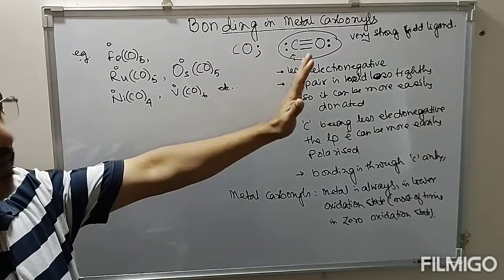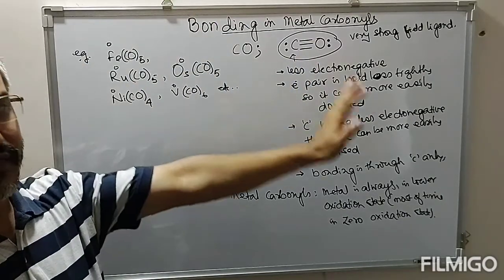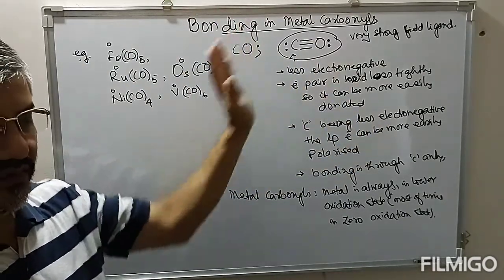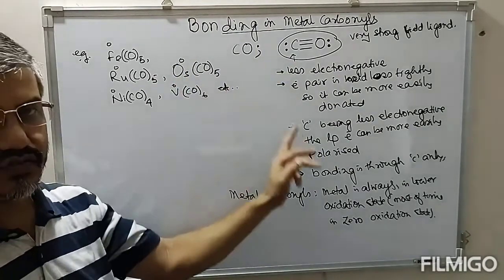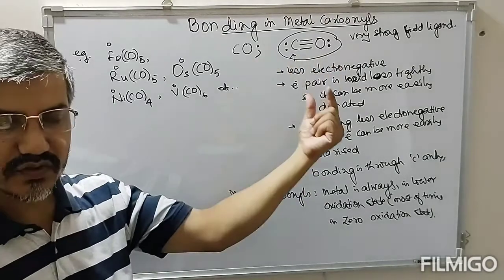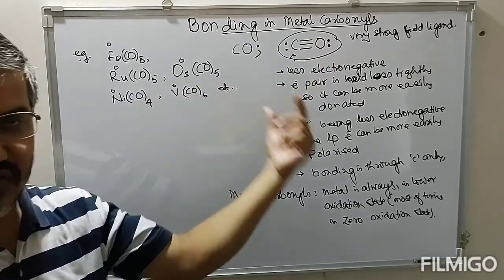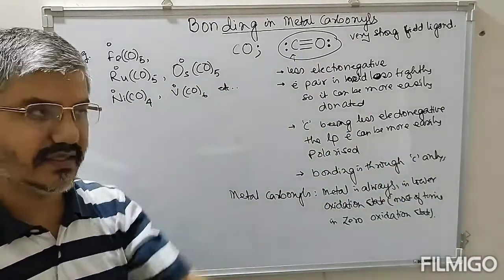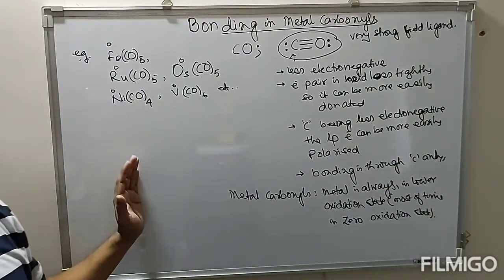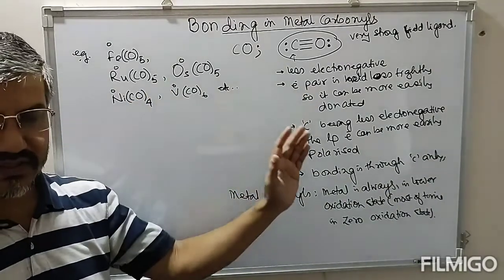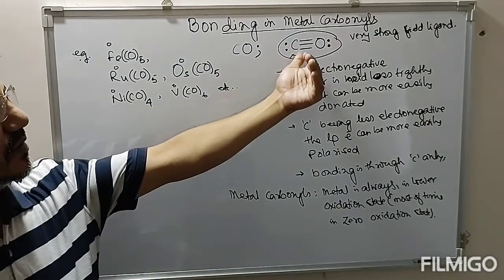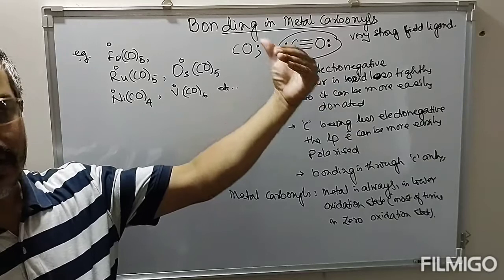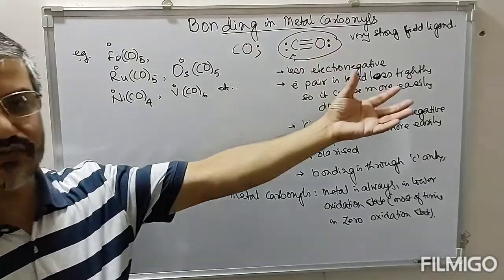So we have this carbon monoxide, which is a very strong field ligand. Whenever this metal forms a bond with carbon monoxide, bonding is through carbon, because carbon is less electronegative and its electron pair is held less tightly, so it can be more easily polarized. Second, in metal carbonyls, the metal is always in zero oxidation state or low oxidation state. Third, the ligand carbon monoxide is a very strong field ligand.